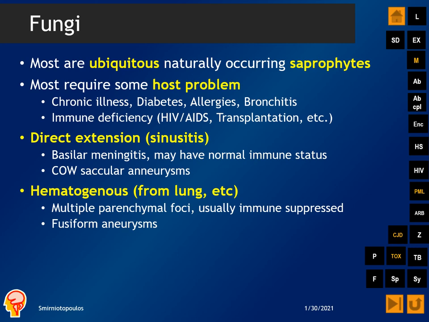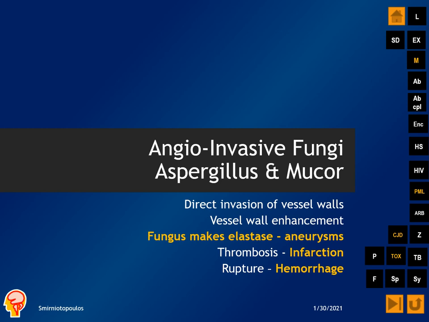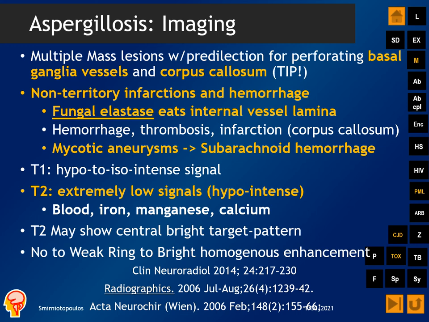The clinically most important fungal infections are the angioinvasive fungi, Aspergillus and Mucor species. These directly invade through vessel walls. They may cause vessel wall enhancement. The fungus makes an elastase, which digests the vessel wall, which may cause aneurysms. There can be thrombosis causing infarction or rupture of the aneurysm causing a hemorrhage. Aspergillus imaging will show a predilection for the basilar parts of the brain.